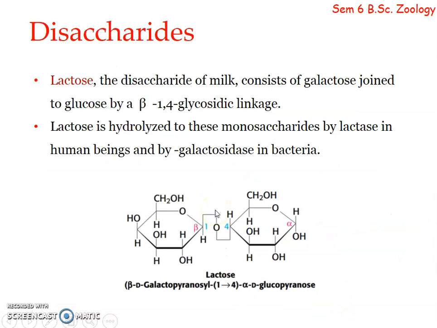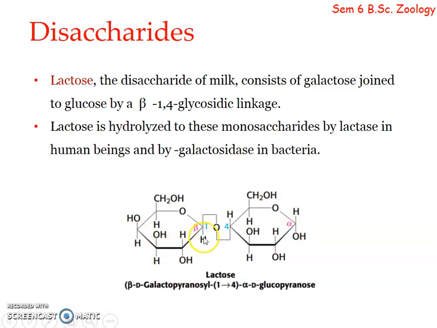Fine. Now the next one is lactose, the disaccharide which actually gives a sweetness to the milk. Okay, it is the disaccharide of milk, and it consists of beta D glucose and alpha D glucose bonded between them through a beta 1,4 glycosidic linkage. So here we have beta 1,4 glycosidic linkage. Fine, and it is beta D glucose and then alpha D glucose.